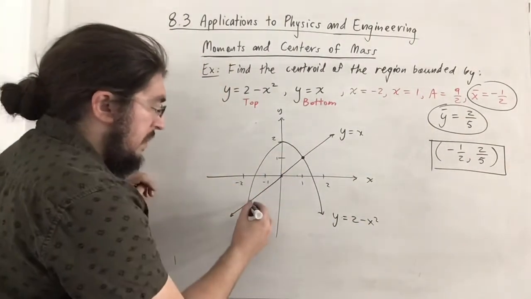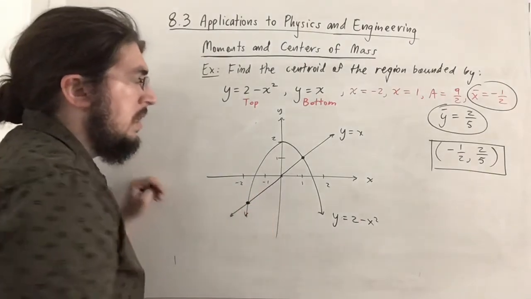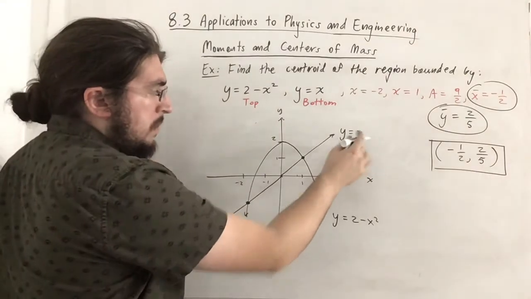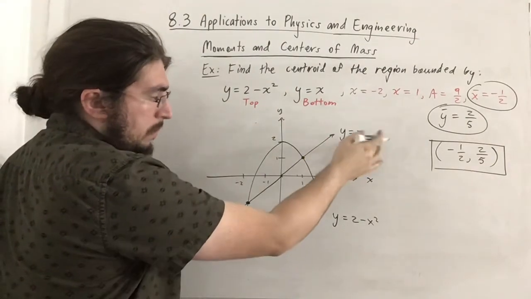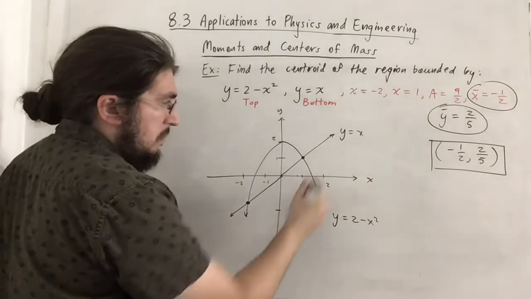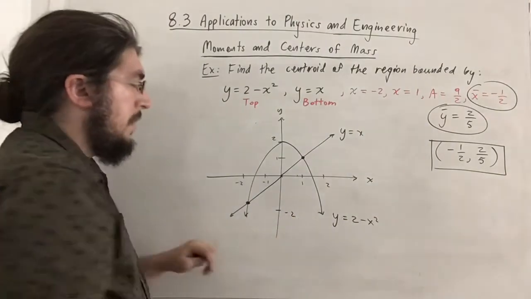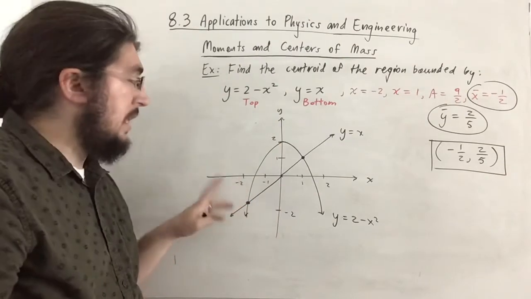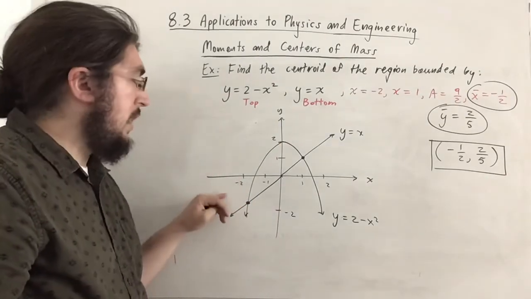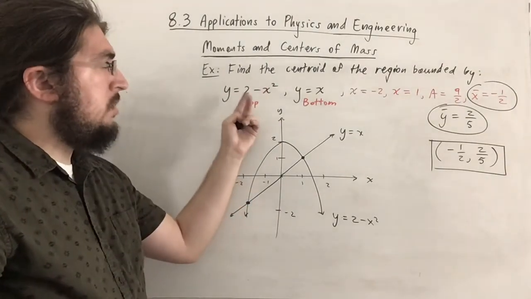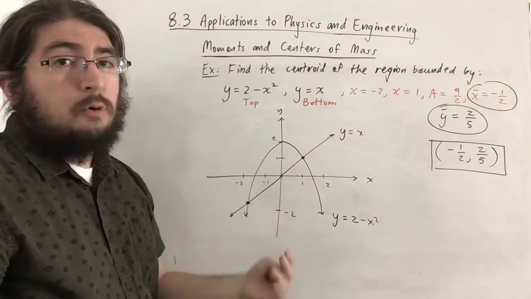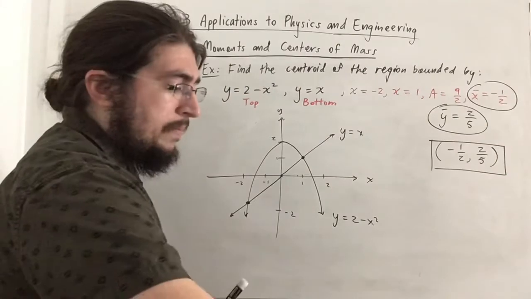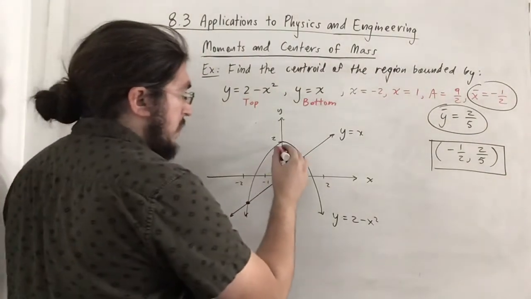But can we verify that they both intersect at -2? I think we can. When x is equal to -2, y is equal to -2 from this line. But can we confirm that the parabola also has that y value when you plug in this x value? That's not too bad to see. When you plug in -2 here, 2 minus (-2) squared is 2 minus 4, which is indeed -2. So this checks out. In fact, this tells us that this is our region here.